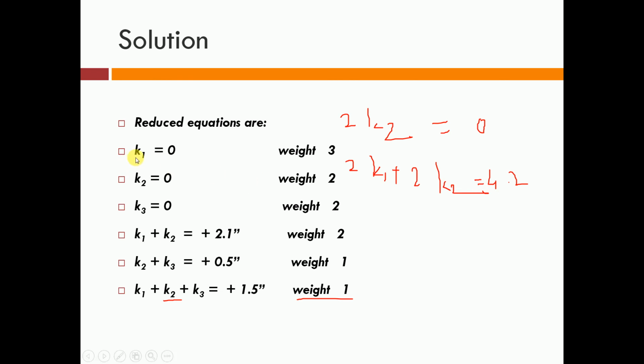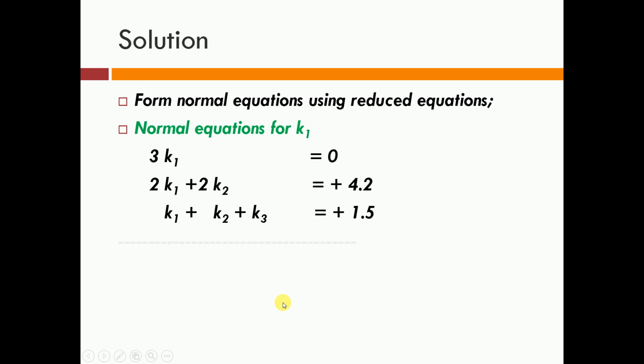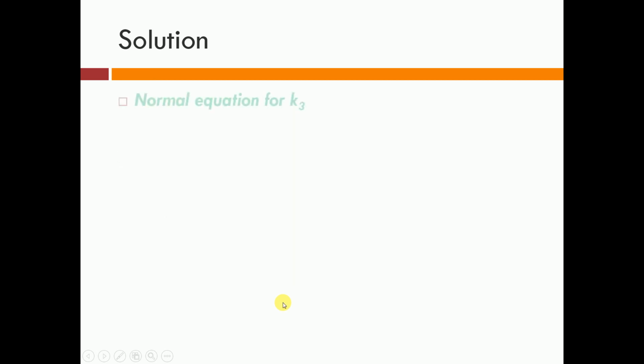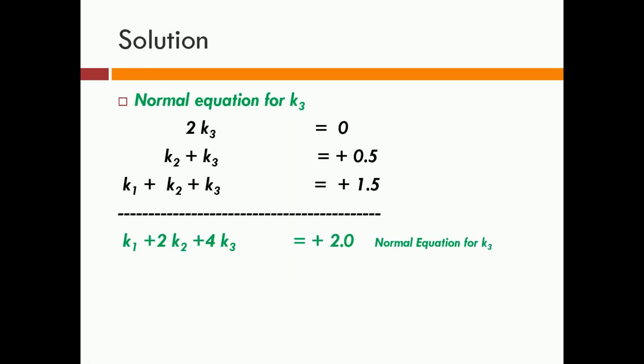For the third equation, normal equation for K3, no K3 is involved, so eliminate this. Here the weight is 2, twice K3 is equal to 0. Here no K3, so ignore this. Here the weight is 1, K3 is involved, so the coefficient of K3 is 1, so multiply this by 1. So K2 plus K3 is equal to 0.5. In the third equation, K3 is involved, weight is 1, you can write as it is, and so you are getting the normal equation for K3.